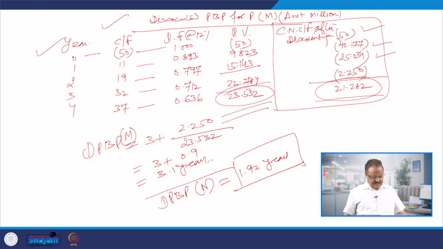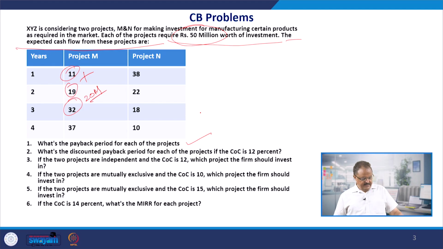The next question in this problem is, we have calculated the payback period and the discounted payback period. Now we will calculate: if the two projects are independent and COC is 12%, which project the firm should invest in. So again, the cost of capital is 12%, and on that basis we have to evaluate which project we should invest in if both are independent. So let's calculate now the NPV of the project.